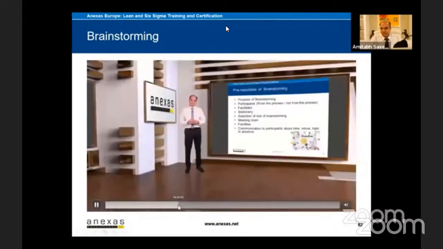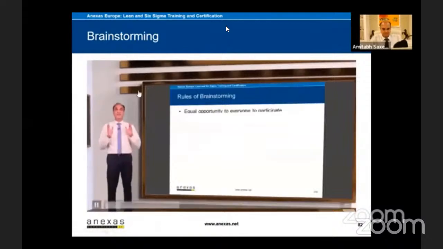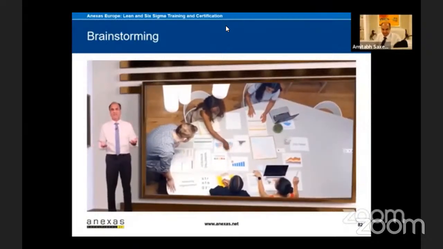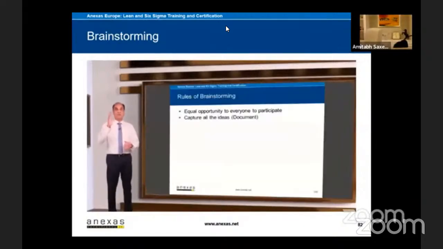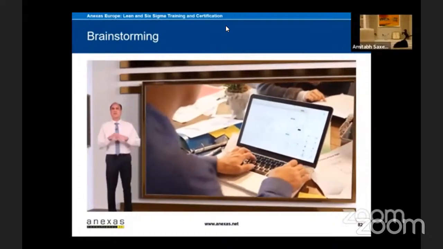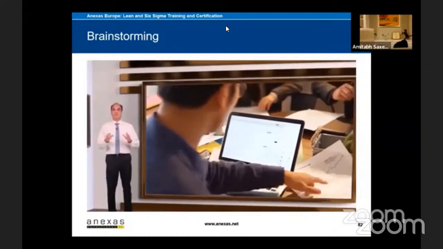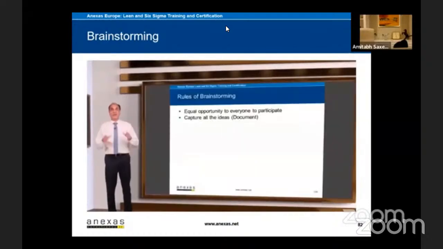So some of the rules are to be followed in brainstorming. The rules of brainstorming are: give equal opportunity to everyone who is participating. So tell them to participate, and you can use different techniques. As I told you, we will be learning in the improve phase. Capture all the ideas, so document all the ideas, whatever is being discussed, whatever ideas the participants have given. Someone should be there to document, or a scribe you can appoint to document all the ideas.